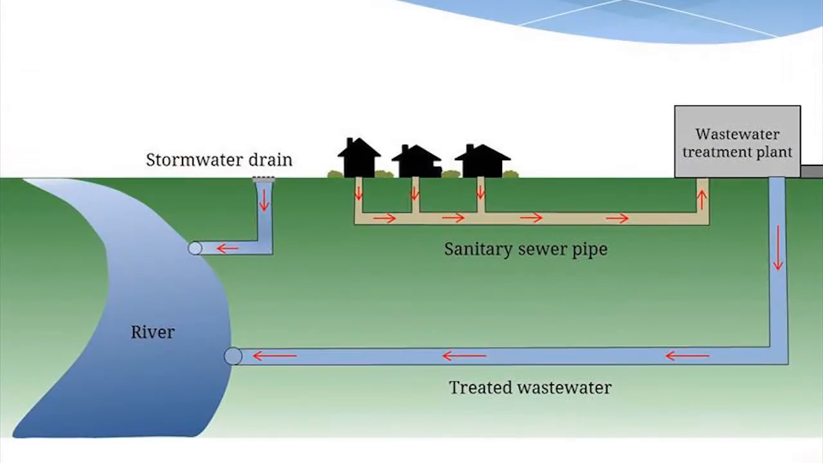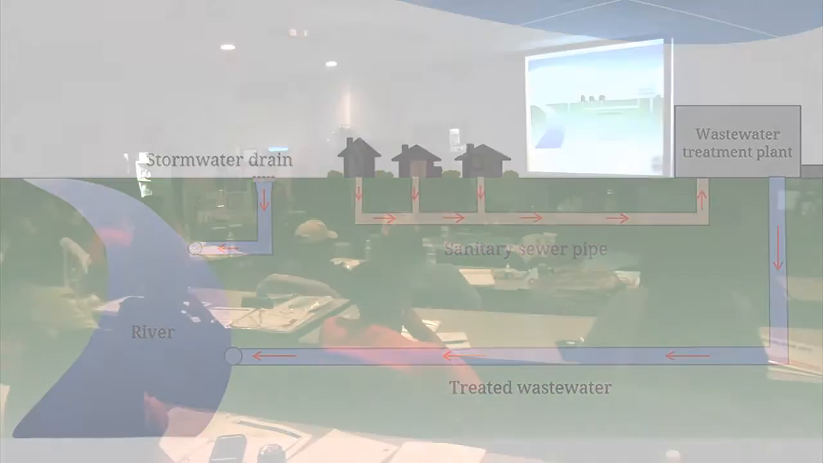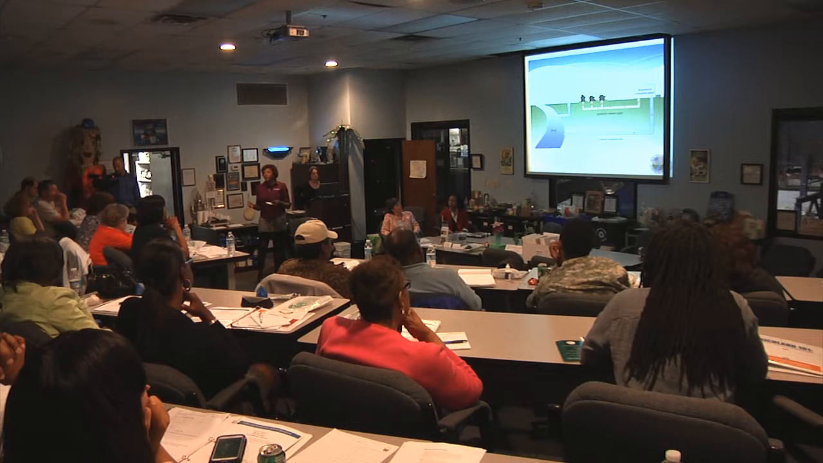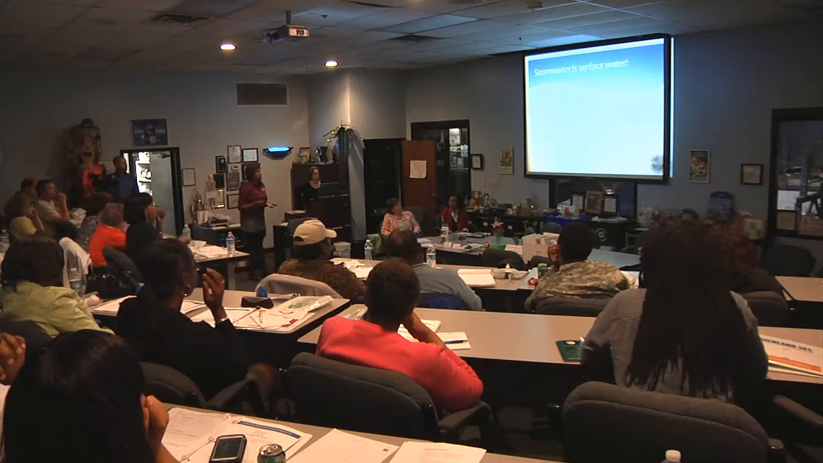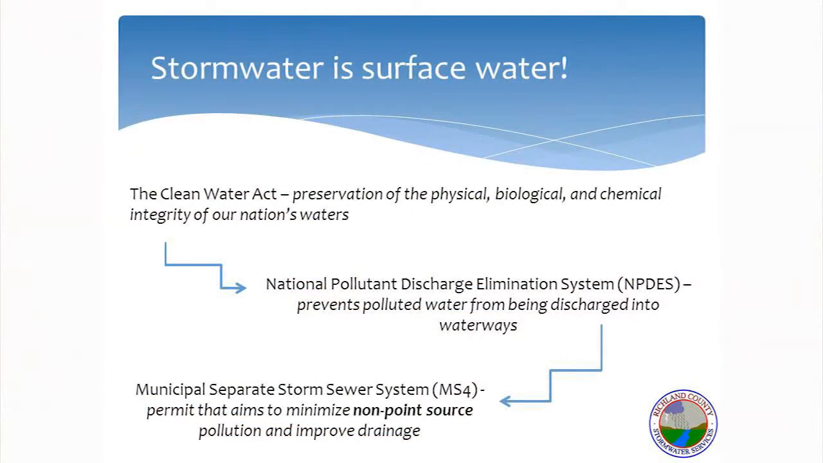So in this illustration, you can see this is a very rough, super simplified illustration. So the water from your homes goes to a wastewater treatment plant where it is then treated and then discharged into a nearby waterway. Whereas water that goes through a storm drain, stormwater runoff, directly discharges to the nearest waterway. So whatever we put on the ground is directly impacting our local waterways. Good point to remember. So stormwater is surface water because it goes to the surface water body.